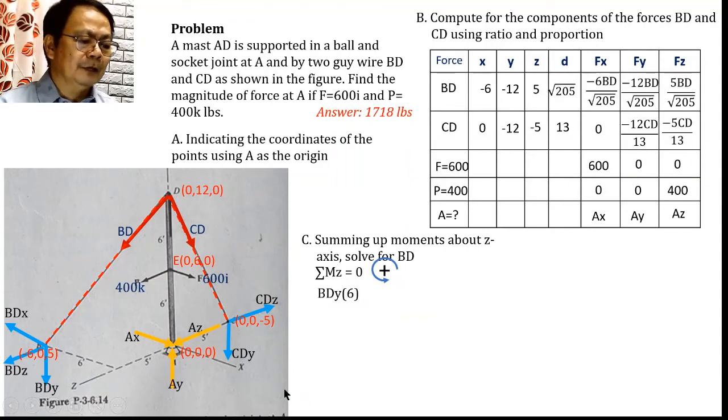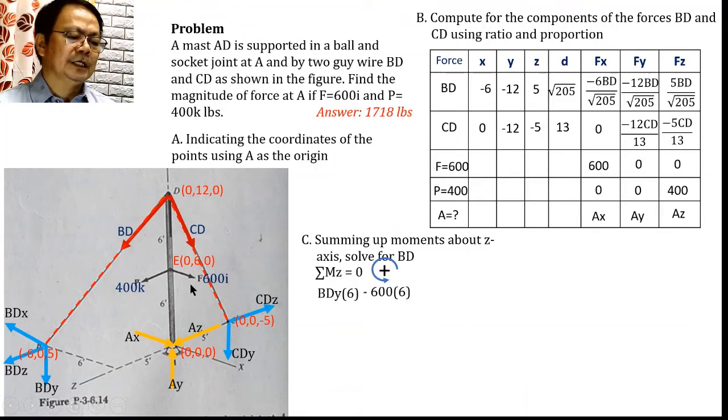Diba? What about the moment due to K or to 400? Because 400 is directed along towards the positive z-axis. Ibig sabihin, wala din siyang capacity to create moment about the z-axis. And the only moment that will be created shall be the moment due to F that is directed towards the positive x-axis and whose moment arm shall be this value, which is equal to 6, and directed in the clockwise direction along the z-axis. Therefore, that would be negative. So that we shall have here minus 600 multiplied by 6, and all of this shall be equal to 0.